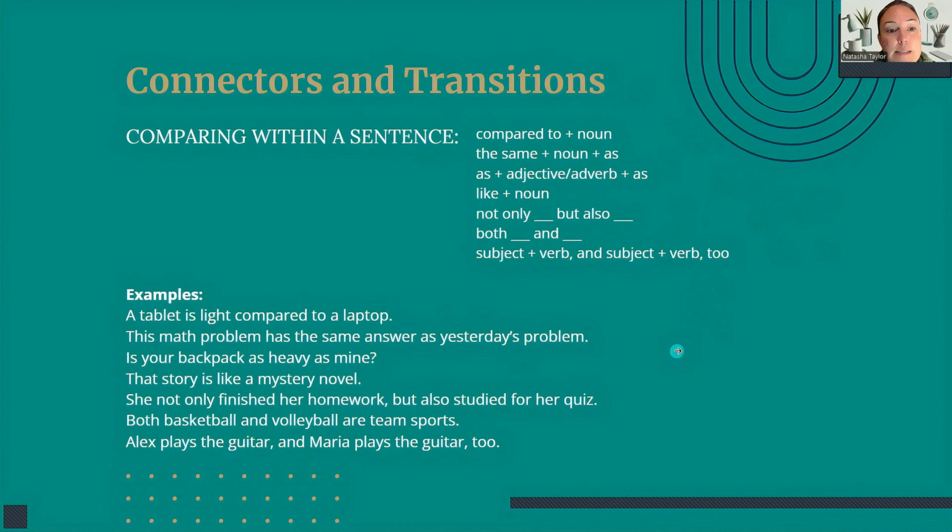Some examples are: A tablet is light compared to a laptop. The math problem has the same answer as yesterday's problem. Is your backpack as heavy as mine? That story is like a mystery novel. She not only finishes her homework, but also studied for her quiz. Both basketball and volleyball are team sports. Alex plays the guitar and Maria plays the guitar too. So that's how we apply these sentence patterns for connectors and transitions.